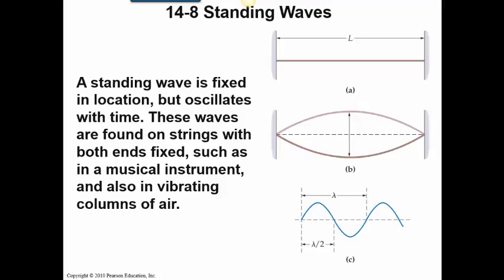A standing wave is fixed in location, but oscillates with time. These waves are found on strings with both ends fixed, such as in a musical instrument, and also in vibrating columns of air. Antinodes refer to the areas of highest amplitude, and nodes refer to the points between the antinodes that have no movement. On a vibrating string, nodes always form at the end where the string is held or tied down.